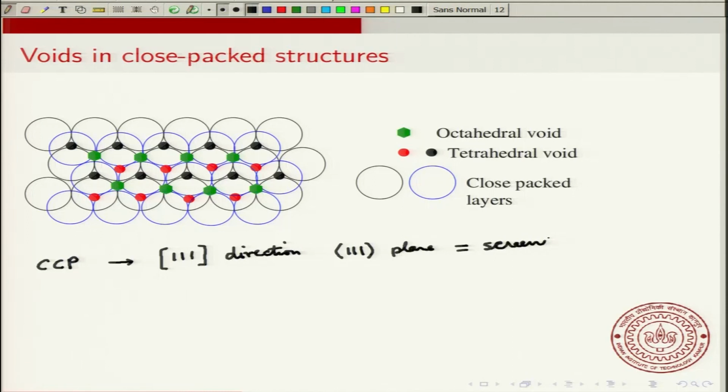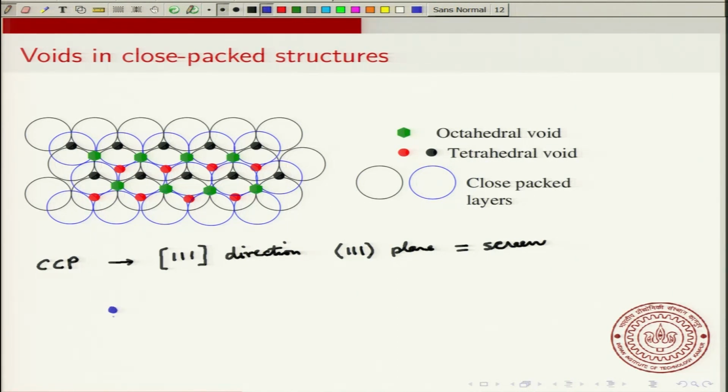Now, what is interesting about these voids is that they are spaces where you could, in principle, fit atoms. But if you wanted to fit an atom in a void, you need to know the size of the void. Again, we are going to do some calculations with respect to the size of the voids. Now, let me emphasize one point which might not have been clear.